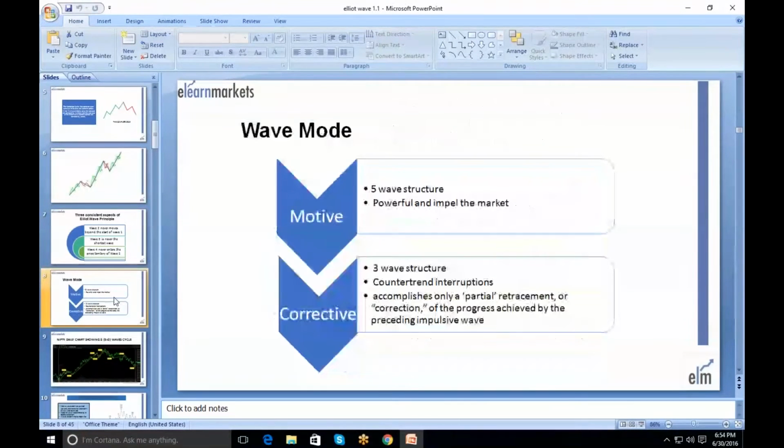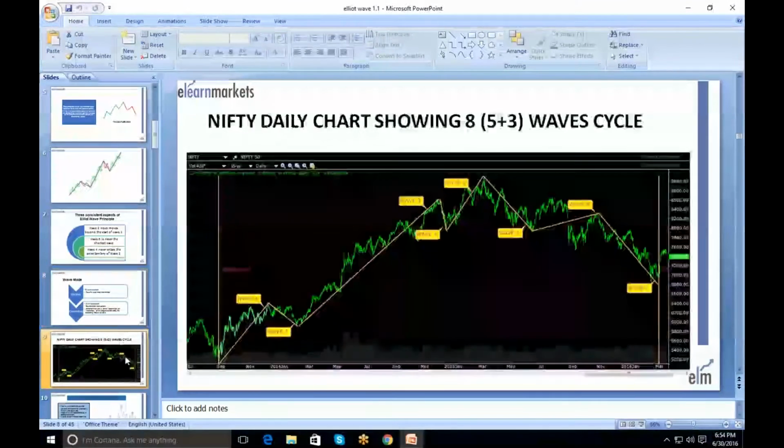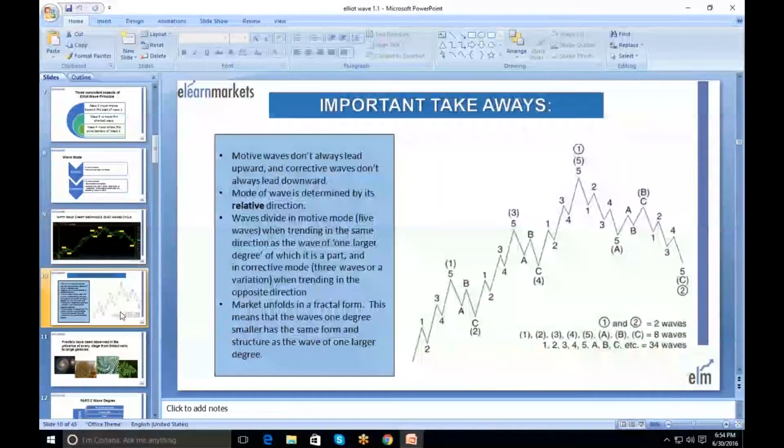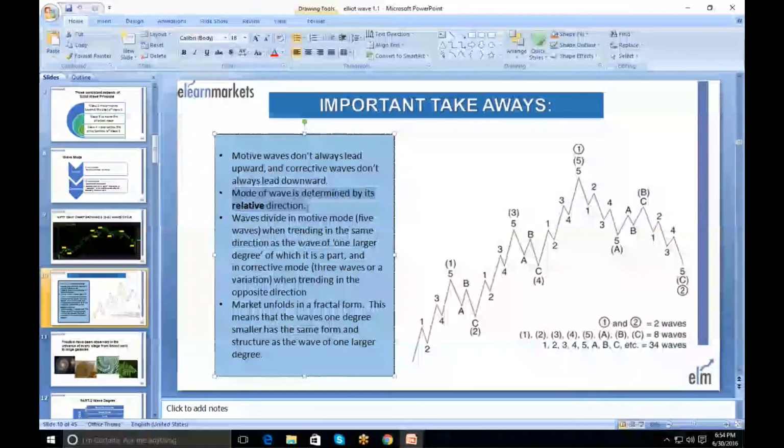All right. So going back to summarizing wave modes, corrective and motive, we've blabbered a lot about motive and corrective. I suppose you shouldn't forget that in your sleep also. Important takeaways: motive waves don't always lead upwards, and corrective waves don't always lead downwards. The mode of a wave is determined by its relative direction. This is a very, very important point. If you have this in mind, there is a high chance that you won't get confused in your studies.